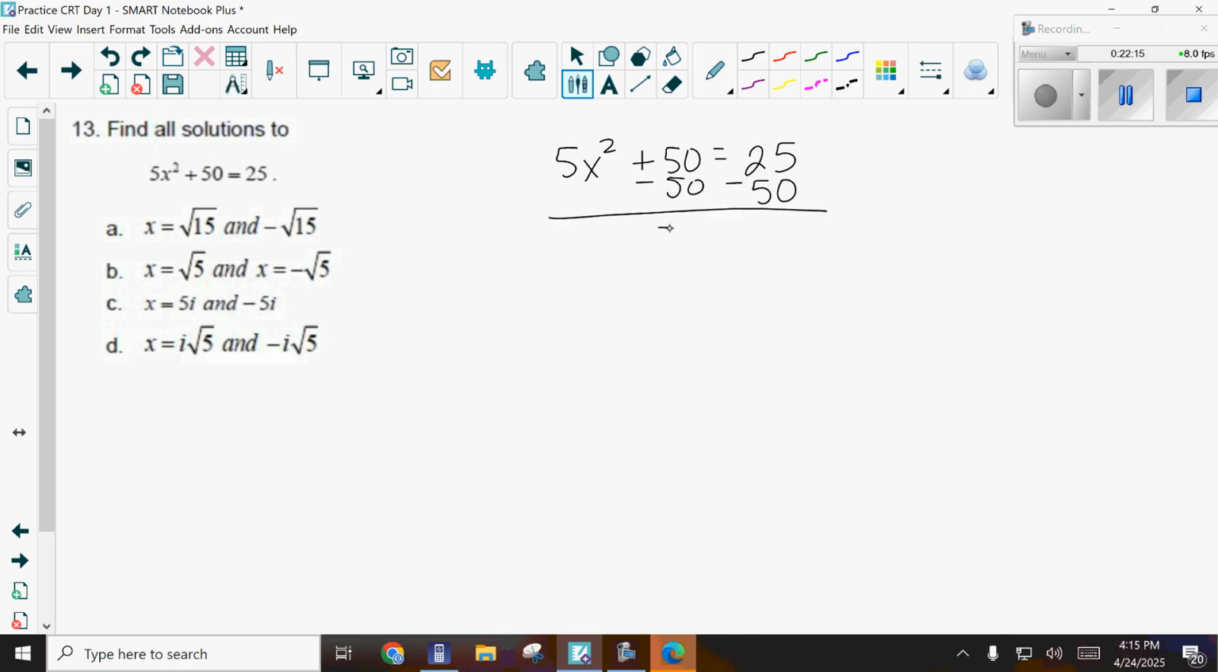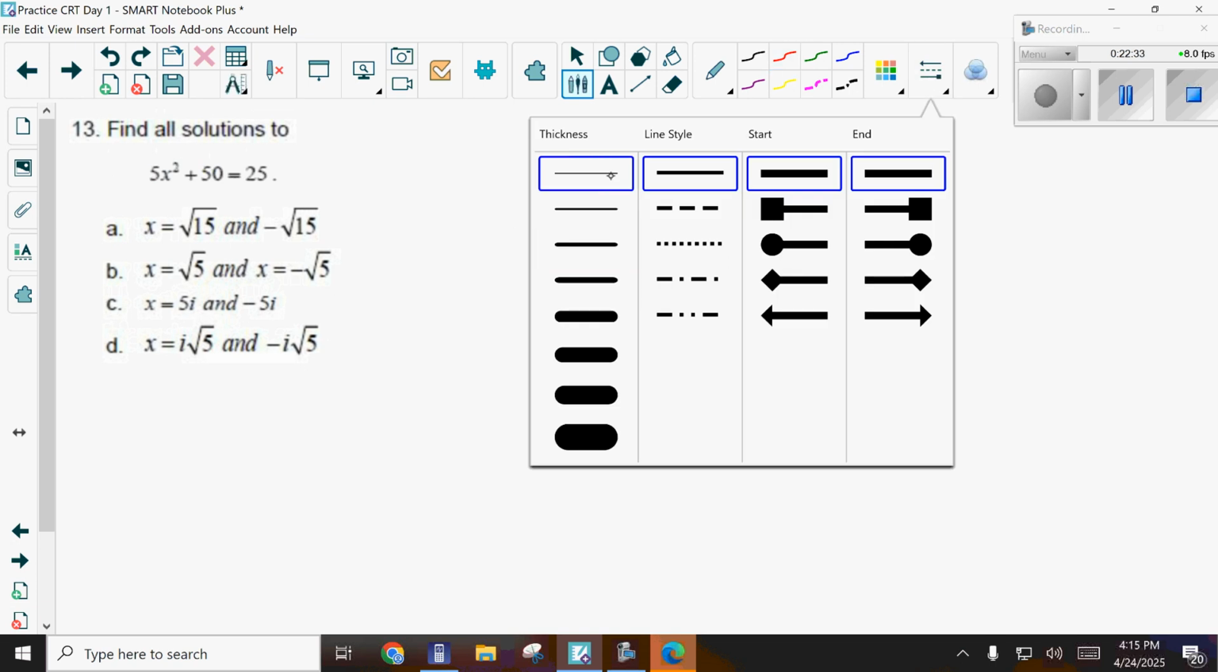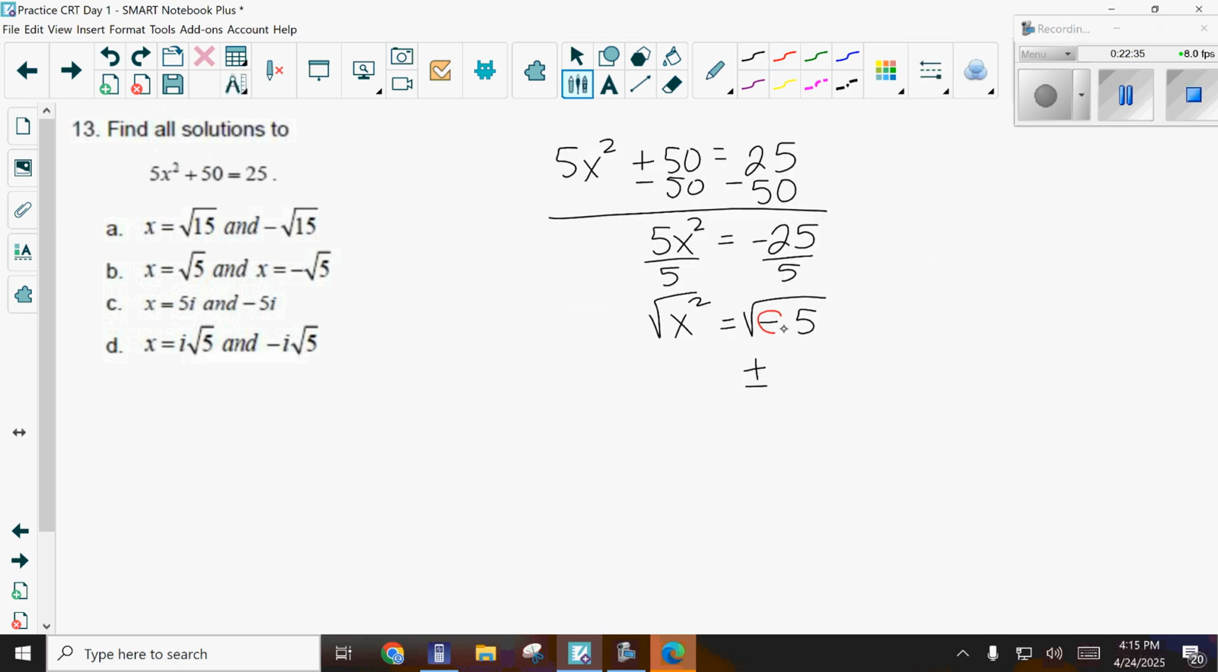So we're going to have 5x squared equals minus 25. Then we divide by 5, and we get x squared equals negative 5. And then finally, you take the square root. Remember that every square root gives you a plus or minus. If you go into your calculator, you might get a math error. But this guy right here needs to be fixed. You can't take the square root of a negative, so we have to turn it into an imaginary number. And then we're left with 5 inside the square root. So plus or minus i radical 5 would be on number 13, choice D.